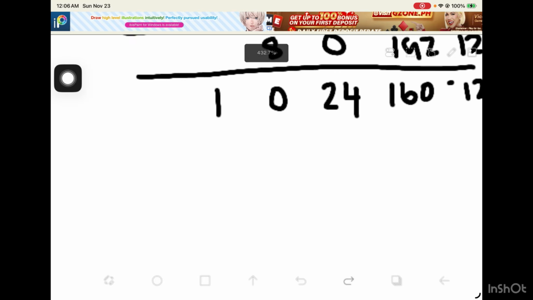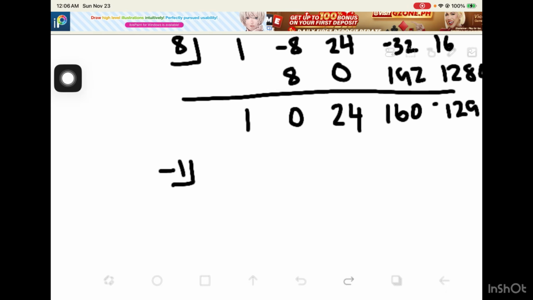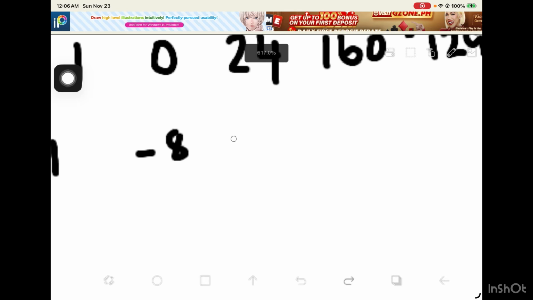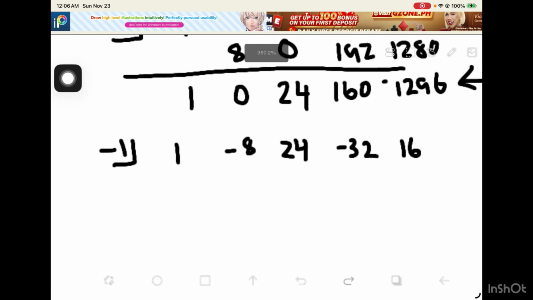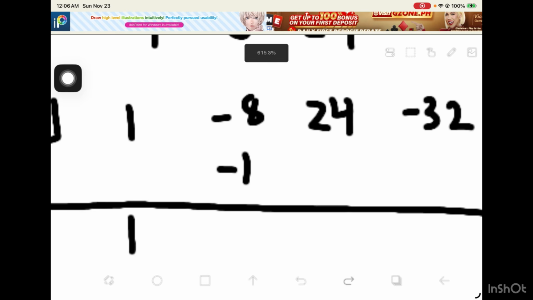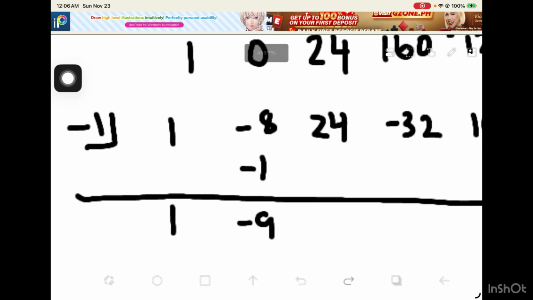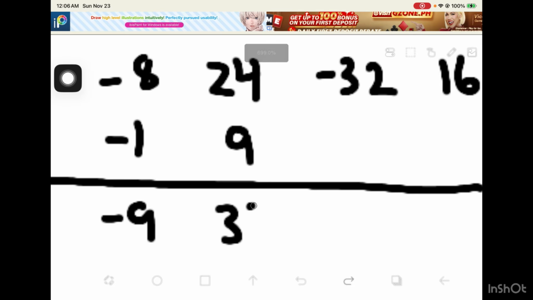How about for the lower bound? Let's try negative 1. So let's see if we can eliminate all the negative roots. It becomes 1, negative 8, 24, negative 32, 16. So we just copy that. 1. 1 times negative 1, negative 1. Negative 8 plus negative 1, negative 9. Negative 9 times negative 1, that's 9. 24 plus 9 is 33.